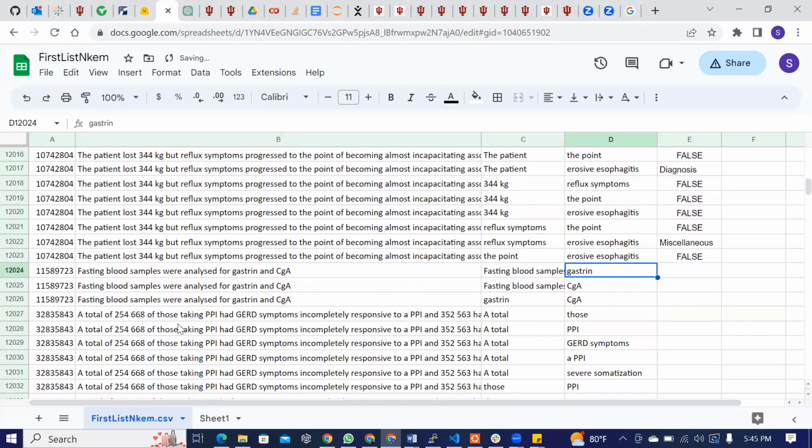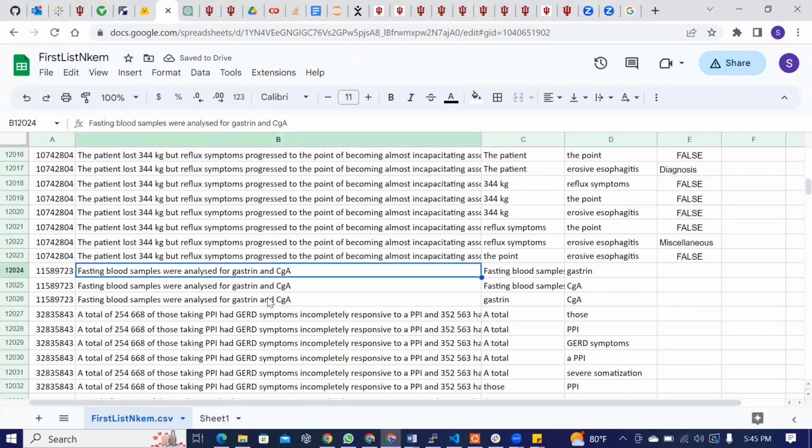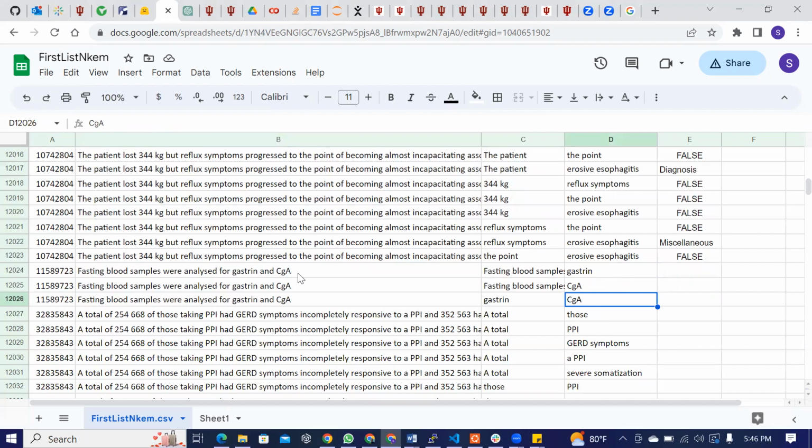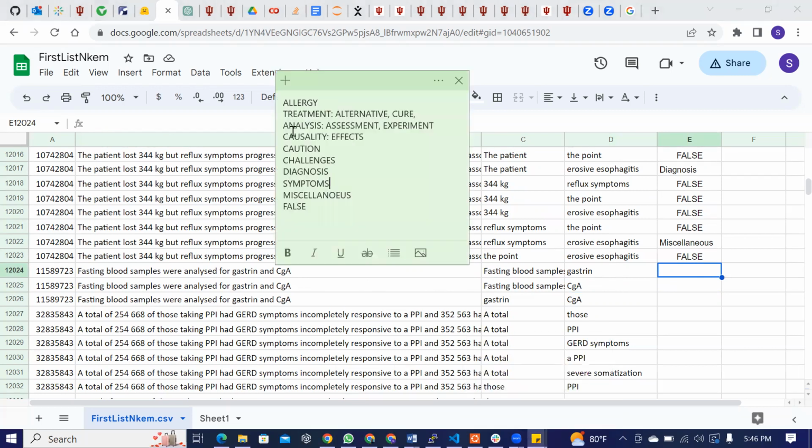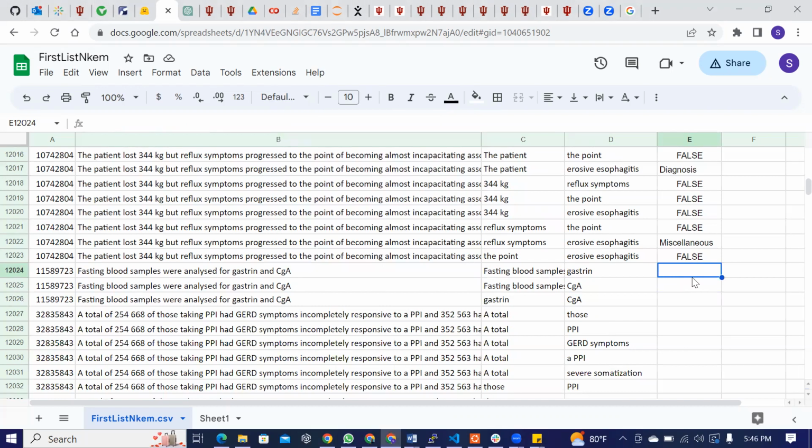Now the next question, fasting blood samples were analyzed for gastrin and CGA. Now, if you look at this, fasting blood samples, look at gastrin, were analyzed for gastrin and CGA. So what's the fasting blood sample and gastrin relationship? Analysis or observation or something like that. So this is it. Great. You see analysis. When you see assessment, or you see experiments, put them on the analysis. If it looks close to analysis, put it on the analysis. If it looks close, just make sure you put it there.